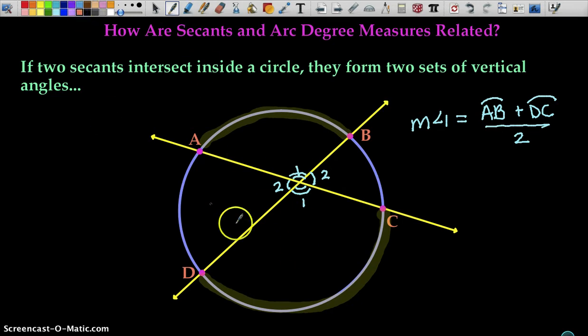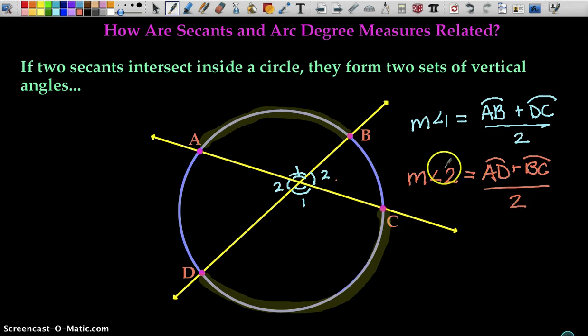And now, of course, the same thing works on our other side for our angles here and here. We take the measure of angle 2, and that would be equal to arc AD plus arc BC divided by 2. Now remember that that's angle 2, meaning this angle 2 and this angle 2. Same with angle 1. It's both of these.